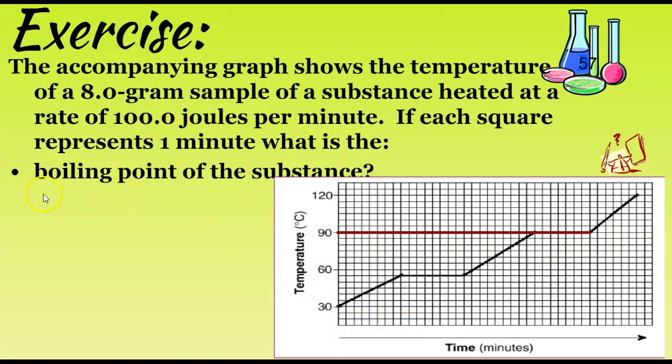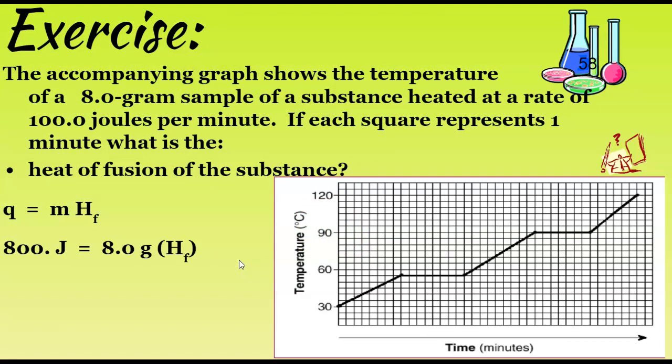First off, looking at this, what's my boiling point? My boiling point is this line here. So what's my boiling temperature? I'm going to follow it straight all the way over, and I know my temperature is 90 degrees Celsius. Sweet. All right. What is my heat of fusion for this substance? And I've got all this stuff. You're like, how the heck did you get that, Miss Co?